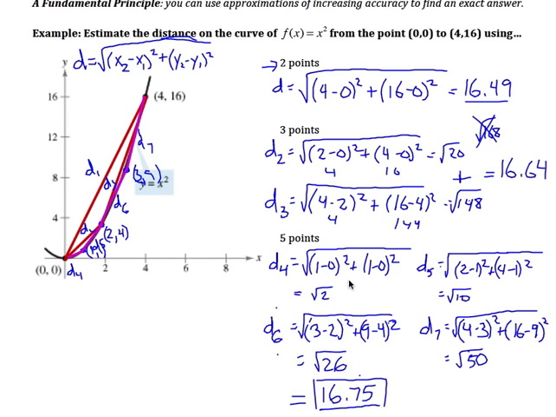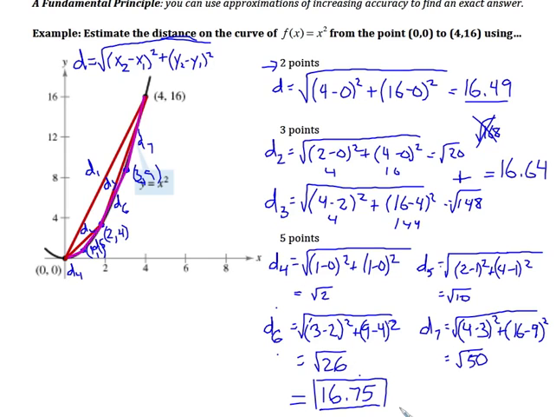All right, so let's check your work here. For D4, we should have gotten square root of 2. For D5, we should have gotten square root of 10. For D6, we should have gotten the square root of 26. And then D7, the square root of 50. And then when you add all those up, you get about 16.75. So you can see our accuracy is increasing as we're increasing our points.